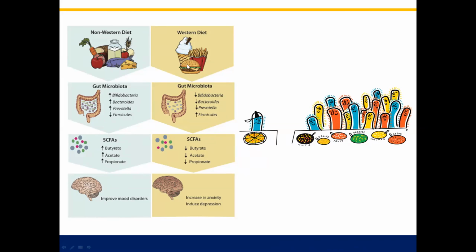Whereas in Western diets, there is a decrease in the microbial diversity, like bifidobacteria, bacteroides, and prevotella, which in turn decreases the short-chain fatty acids like butyrate, acetate, and propionate, which can bring an individual to a different state of nature. So this is how the gut microbiota plays a role.